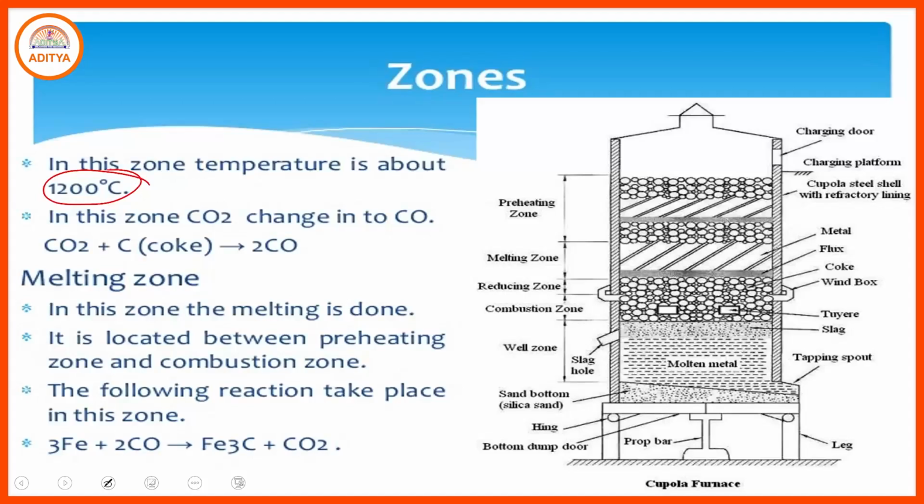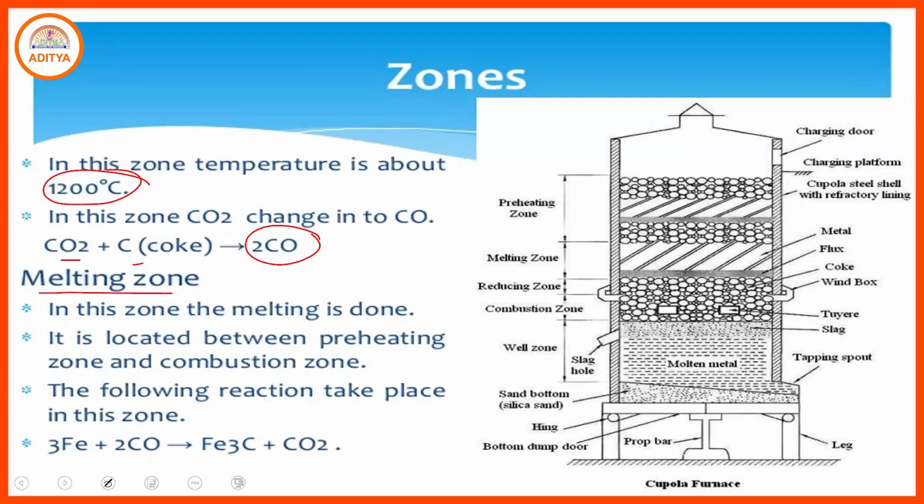Also in that zone, CO2 changes to carbon monoxide. CO2 plus coke, that is carbon, react between these two and form carbon monoxide. Two molecules of carbon monoxide are formed due to that reaction. Carbon dioxide plus coke react, and after the reaction carbon monoxide is formed in the reducing zone.